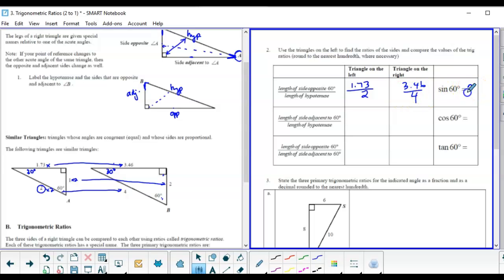Okay, so 0.865. That ratio is the value of sine of 60. It's opposite over hypotenuse, and they're all the same. Adjacent to 60 is 1 in the small triangle, hypotenuse is 2. Adjacent to 60 in the big triangle is 2, hypotenuse is 4. So when you simplify that, you get 0.5, you get 0.5, so that means cos of 60 is 0.5.